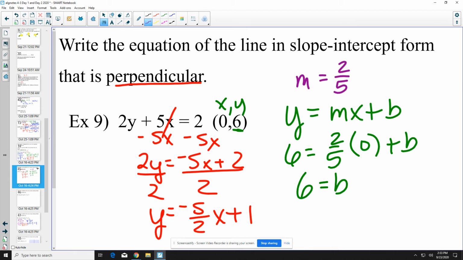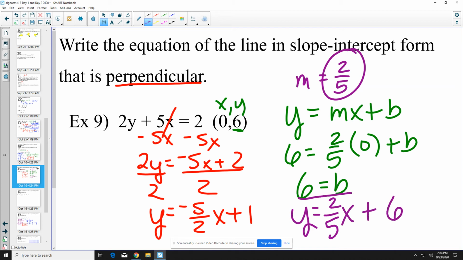So my equation of my new line, it's going to be perpendicular, is y equals, I want my slope to be 2/5. Okay, so 2/5 x, I want my y-intercept to be 6. So my equation is y equals 2/5 x plus 6.